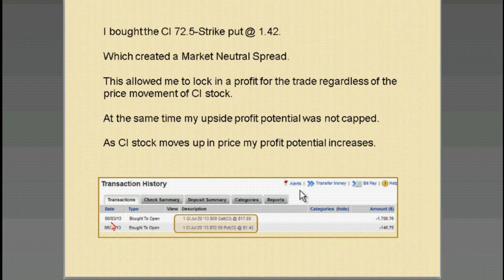Here's this brokerage transaction, which shows that on June 3rd, I bought that 50 strike call at 17 points. The stock moved up in price. I had a nice profit in the option, so I didn't want to give up that profit. At the same time, I didn't want to limit my upside potential in case Cigna kept going up, which it did. So I purchased the 72.5 strike put option at 142. This was protection that locked in profits and at the same time allowed me to participate in any further upside potential.